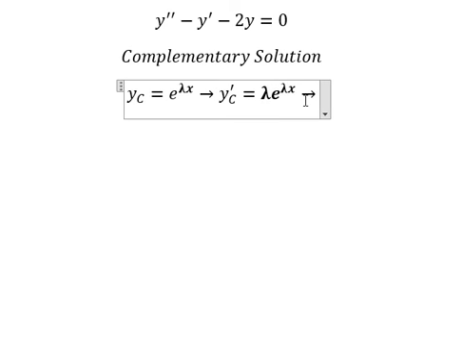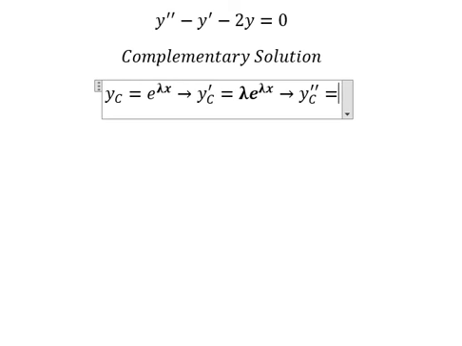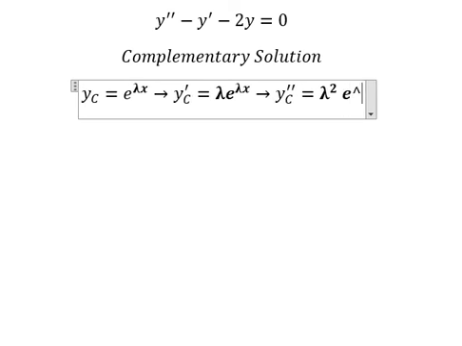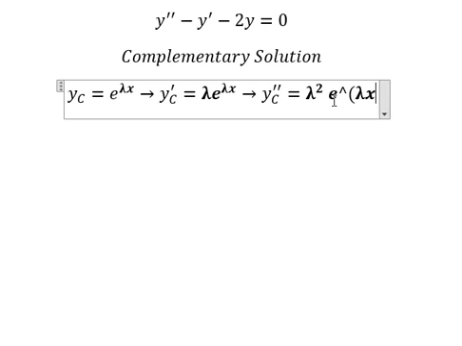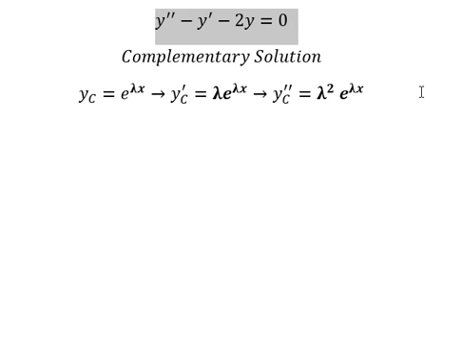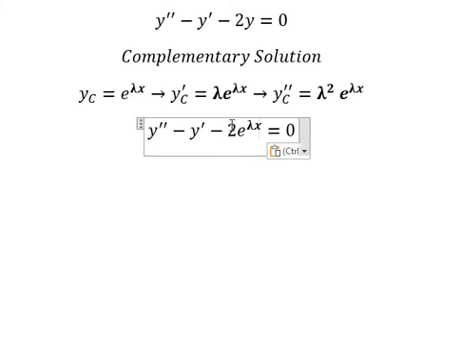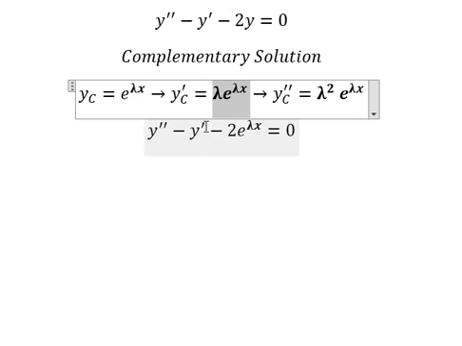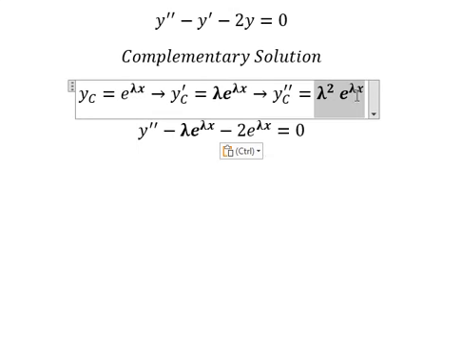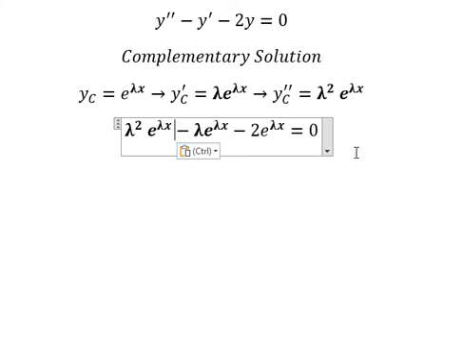Next, we do the second derivative of this one, and we have lambda squared e to the power of lambda s. So I will put this one here, this one here, and this one here. Next, for e to the power of lambda s, we can do factorization.